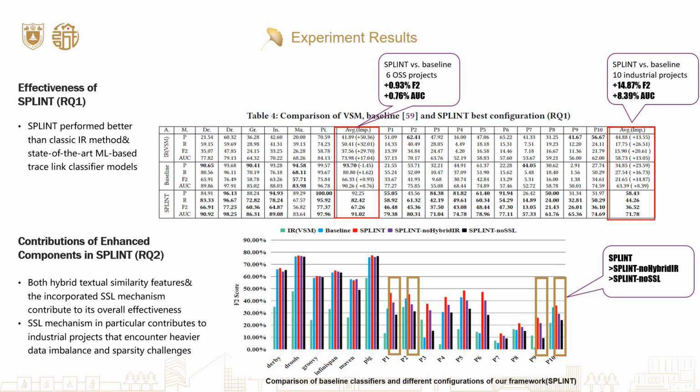Based on the results presented in the upper table, Splint performed better than the classic IR models and the state-of-the-art machine learning models proposed by Michel. Over the 10 industrial projects, the F2 score was higher by 14% and there was an improvement of over 8% on AUC based on the baseline TraceLink class. In the bar chart, both hybrid textual similarity features and the semi-supervised learning mechanism contribute to its overall effectiveness. Especially, the semi-supervised learning mechanism is particularly useful for industrial projects that face heavier challenges related to data imbalance and sparsity.